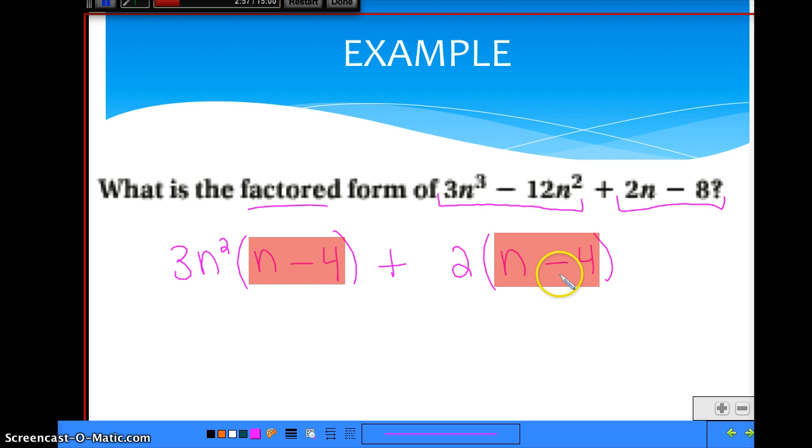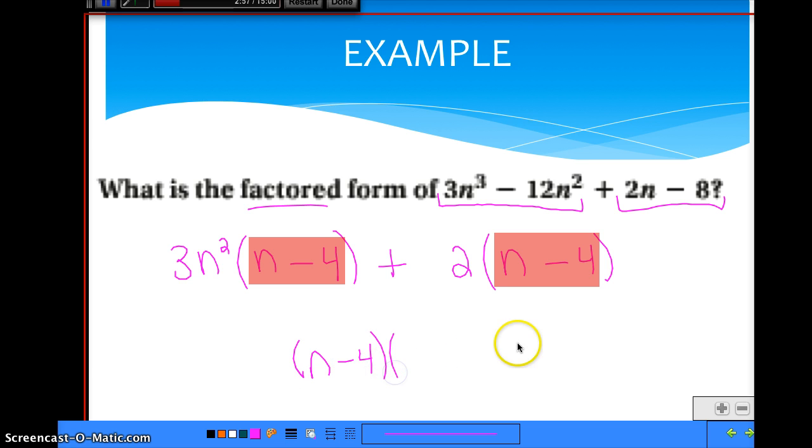This has to be the same as this. If it's not, then you may have made a mistake and not taken out the GCF, and you may have to manipulate it. Or if you did take out the GCF correctly from both, and this binomial does not end up being the same as this, then we cannot factor it by this method. Okay? So once you get it to this point, then you're going to take that common binomial that they both have, and rewrite it down here only once.